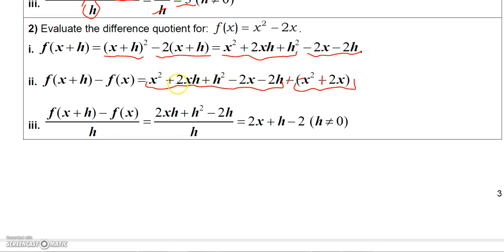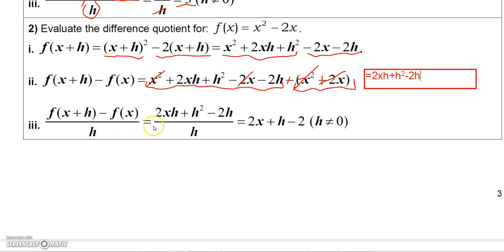Now you can see that if I have x squared and minus x squared, they're going to cancel. And if I have minus 2x and plus 2x, they're going to cancel. So actually, let me write down what we get from that step. So what you're left with is 2xh, which I wrote there, plus h squared, which I wrote there, and then the minus 2h, which I wrote there.